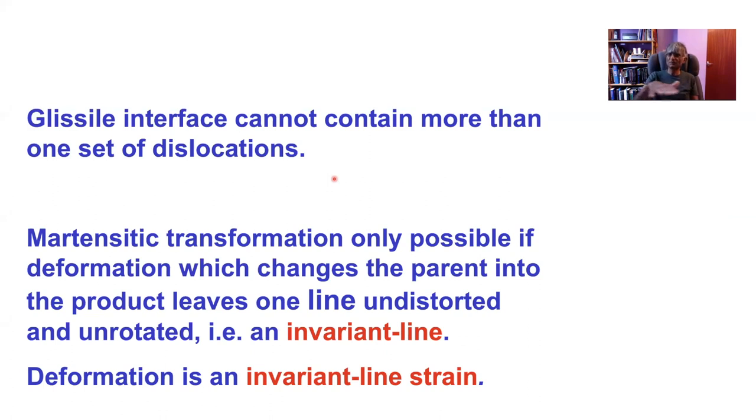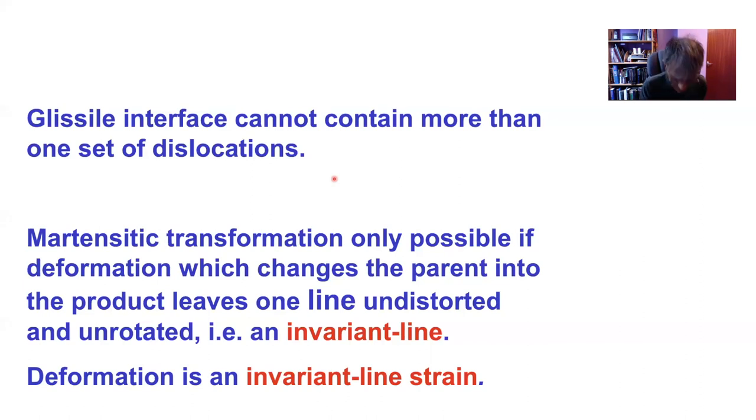Of course, if you have a completely coherent interface, you have an invariant plane with an infinite number of invariant lines. So that's also consistent with this definition. The important conclusion is that if you cannot find a homogeneous deformation that changes the parent lattice into that of the product and leaves a line completely invariant, it is not possible to get martensite.